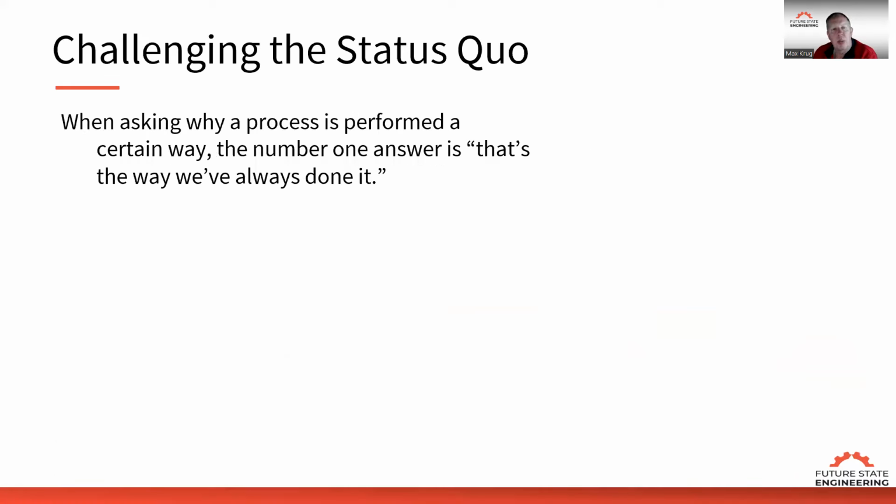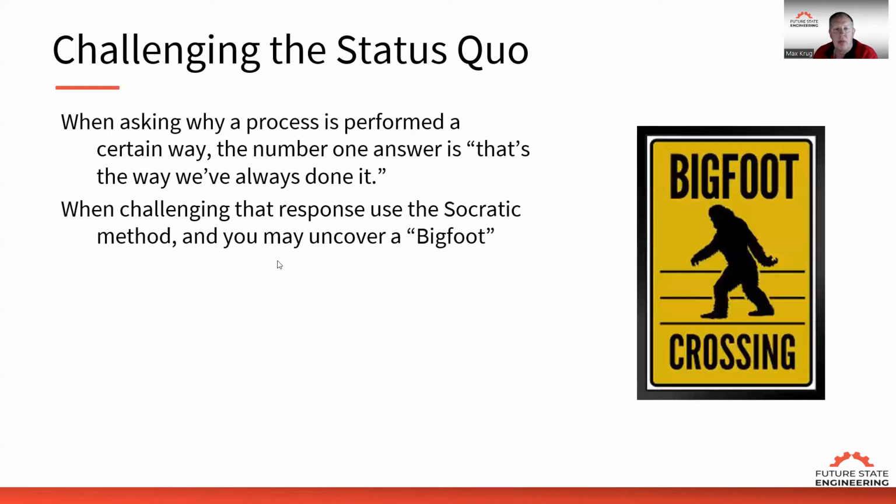When we look at a process and how it's performed, and we ask the question, why are we doing it that way? We usually get an answer like, that's the way we've always done it. Or, if we do it this other way, we have this problem that comes up. And a lot of times we have to challenge that using the Socratic method, because we may uncover what we call a Bigfoot. So what is a Bigfoot?